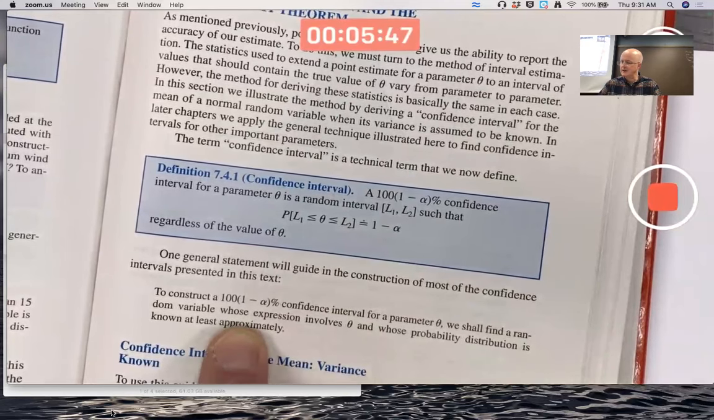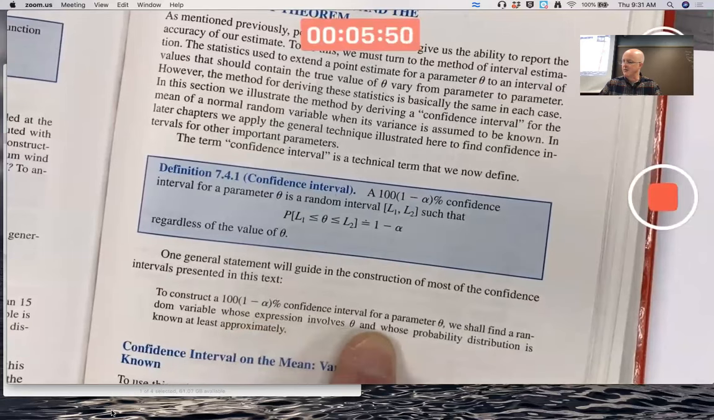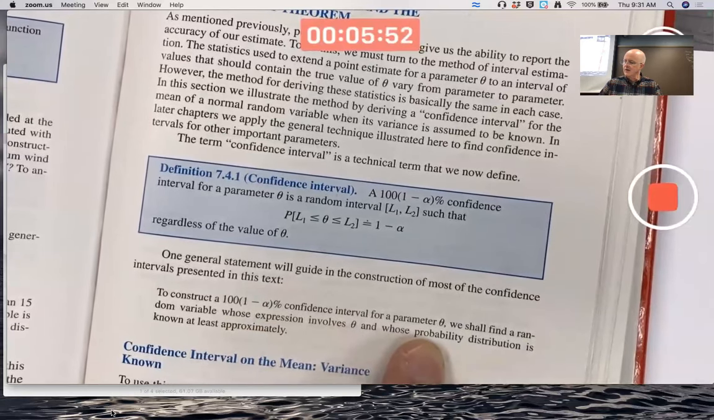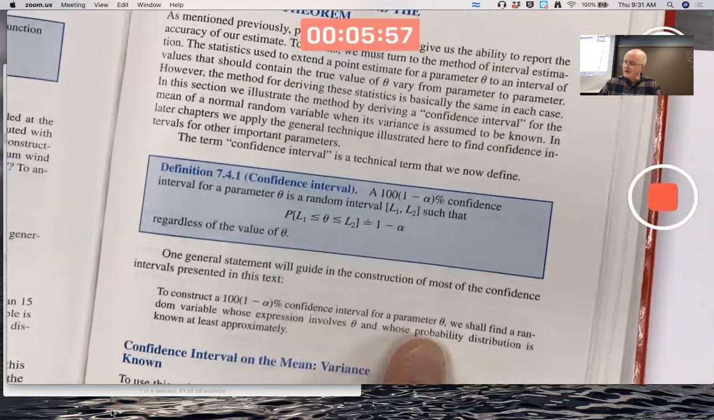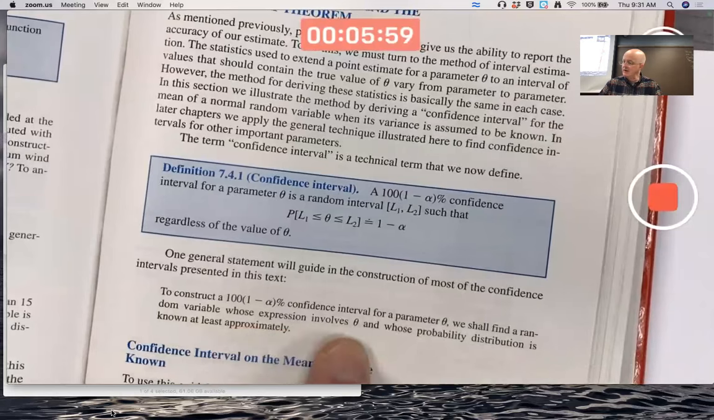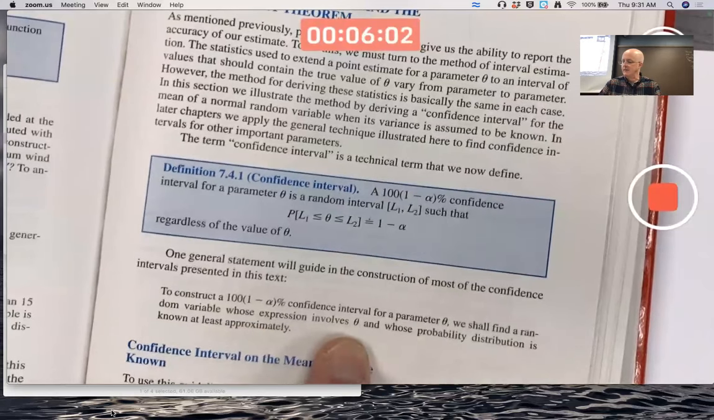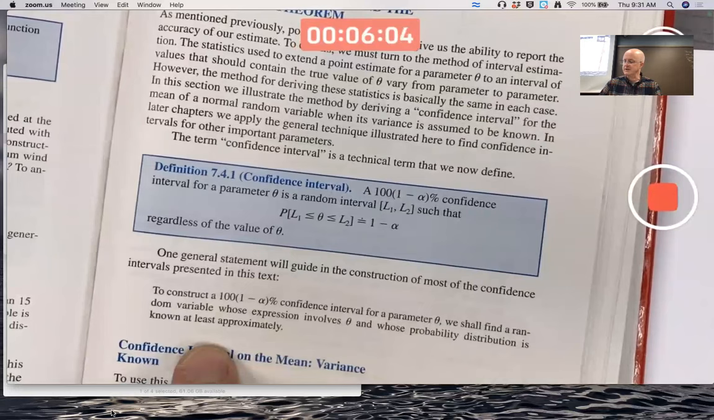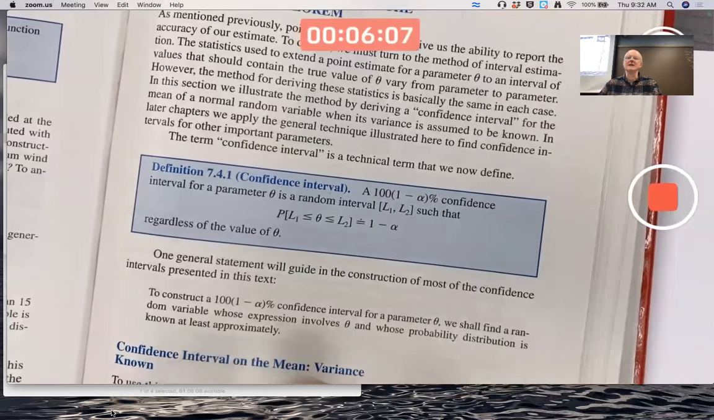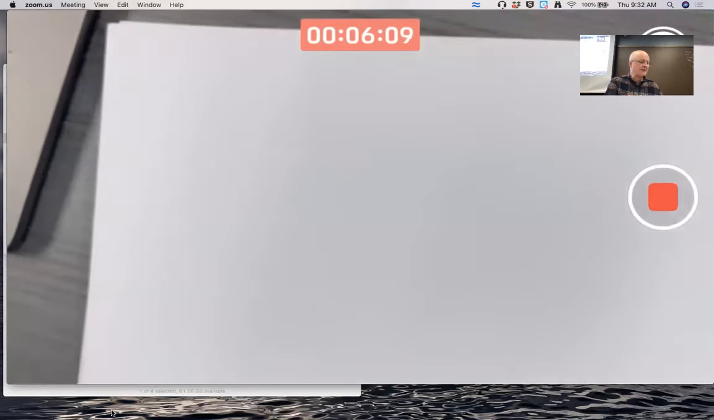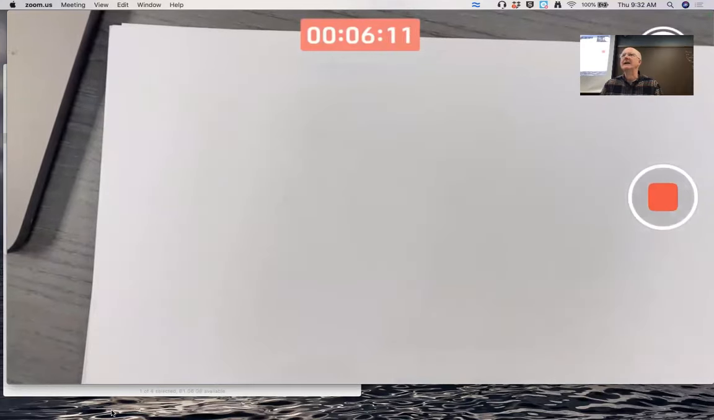To construct a 100 times 1 minus alpha percent confidence interval for a parameter theta, like a population mean, most commonly theta is mu, we shall find a random variable whose expression involves theta, or mu if we're talking about a mean, and whose probability distribution is known, at least approximately. Okay, so let's go ahead and think about it in the common case of chapter 7, where we are talking about a population mean. We're trying to estimate a population mean. And for the sake of making things simpler, in chapter 7, we assume that the population variance is known.